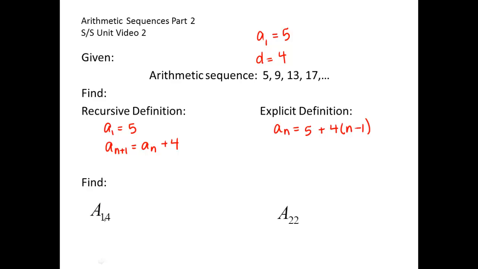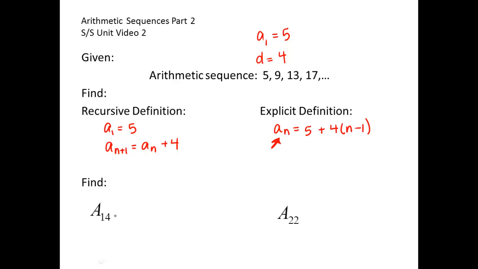Well, if I'm looking for the 14th term, in order to use the recursive, I would have to have the 13th term. And I don't have the 13th term right now. I mean, I can go back and I can keep calculating it, but that seems very repetitive. That's the recursive nature. So the explicit definition is going to help me a lot more here because I'm able to find the 14th term using the any term.